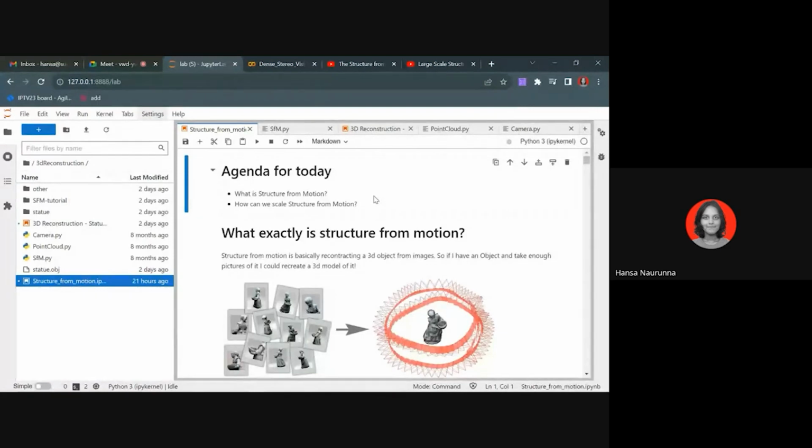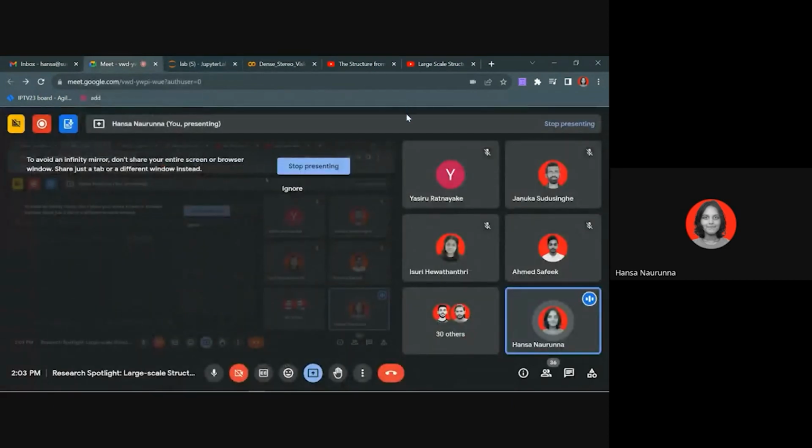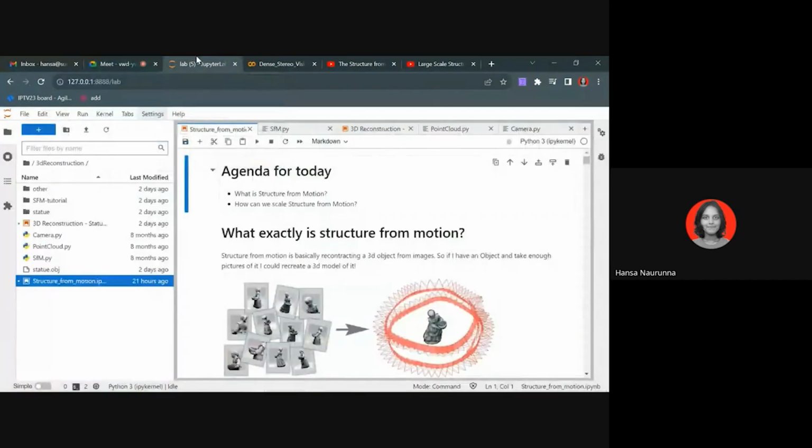So how many people here have heard of structure from motion? Starting off, can we get a show of hands from people who've heard of it or even used it? I don't think there's anyone. Well, that's great. That means it's something new, right?